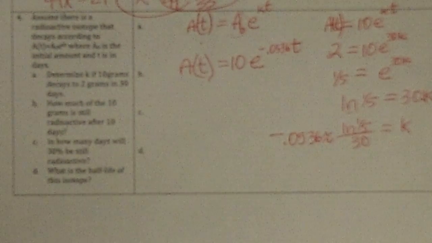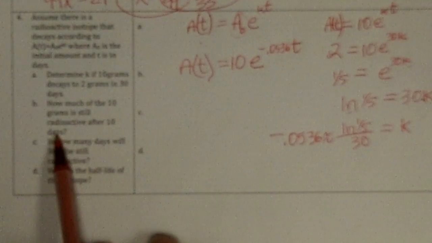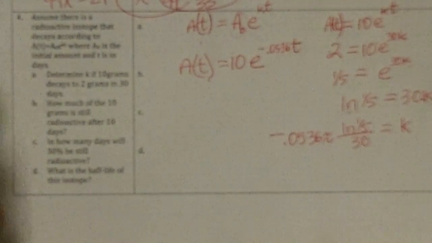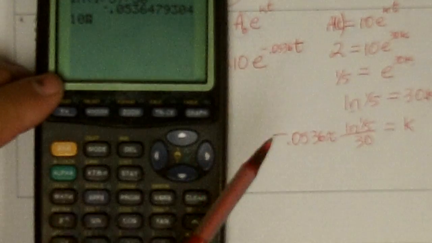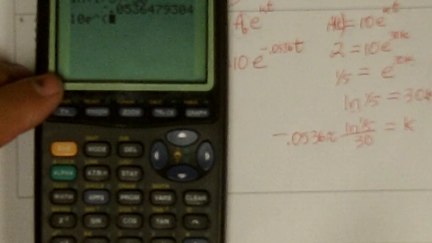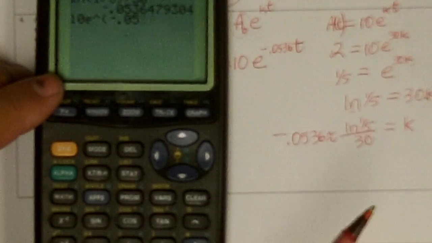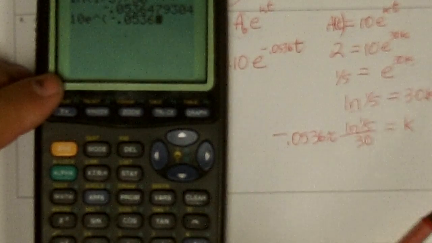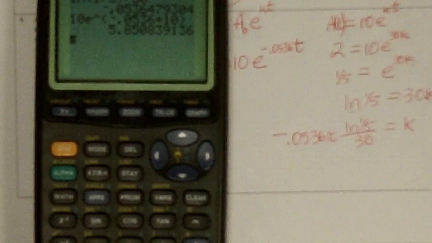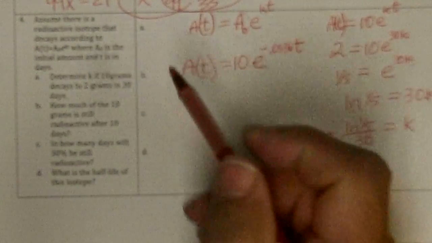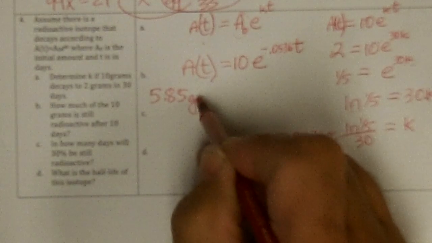So now if I put in the number of days here, this will tell me how much will be left after that many days. How much of the 10 grams is still radioactive after 10 days? So I put 10 into this. So I'm going to get 10 e to the negative 0.0536 times 10. And it says 5.85 will be left. For B, 5.85 grams.